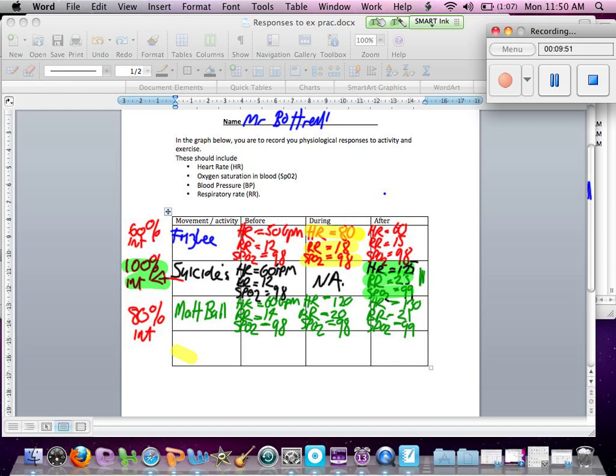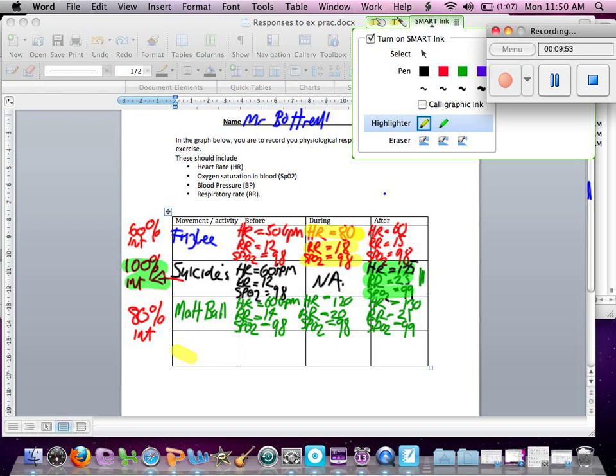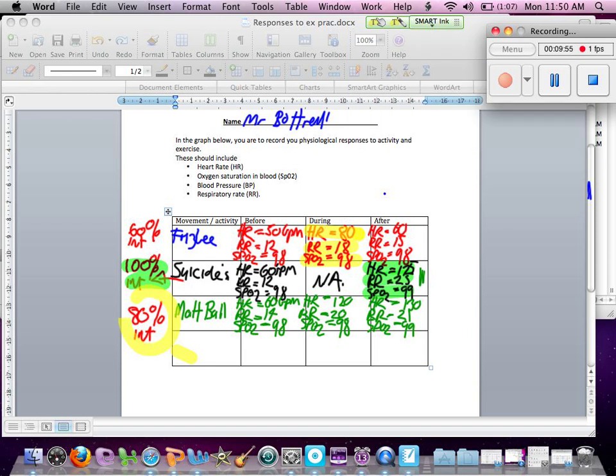And so therefore it also makes sense that in the middle we have this 80% of maximum intensity, and mat ball gives us results that are about the same. They're nowhere near as intense as the suicides, but they're more intense than the Frisbee.